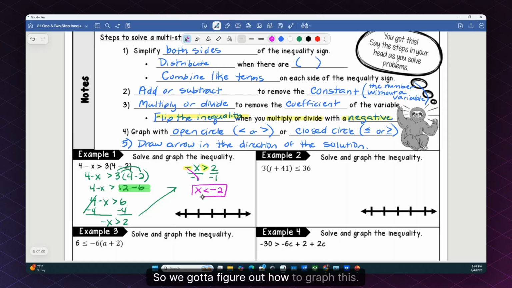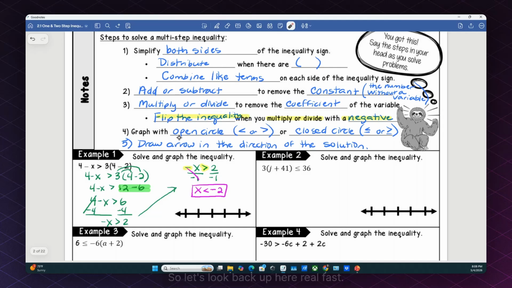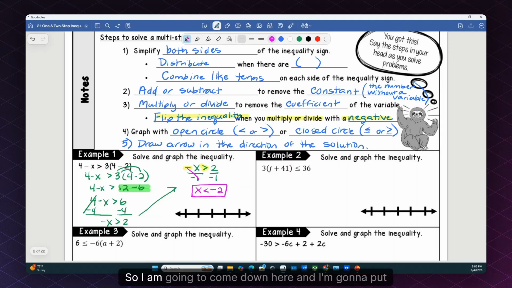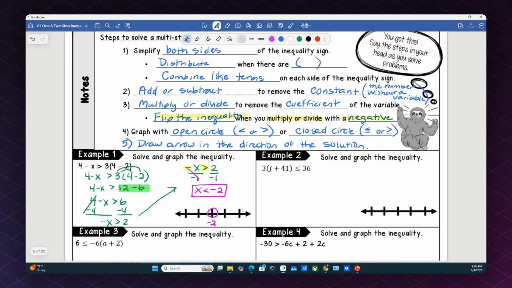So we got to figure out how to graph this. So let's look back up here real fast. If it's this symbol or this symbol, we're going to have an open circle. And you can see it is the less than symbol. So I am going to come down here and I'm going to put an open circle in -2. I'm going to go ahead and fill out more numbers. So I got -2, -1, 0, -3, and -4.